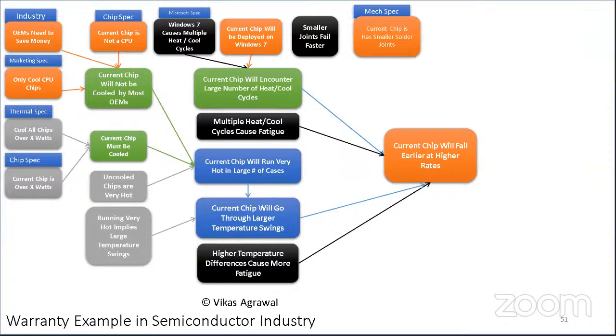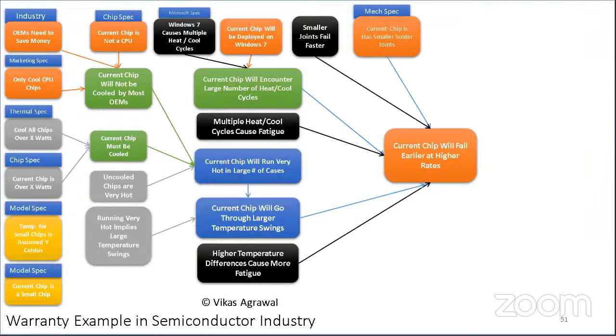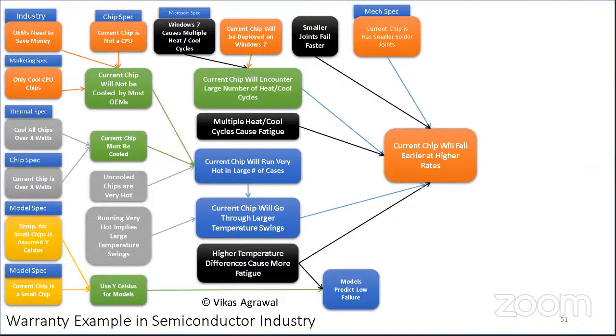And this chip has smaller solder joints, so it'll also fail faster. Now, these come from, by the way, finite element models. And in the lab models, the temperature assumed in the field for the small chips was 50 Celsius. The challenge was the actual temperature would be higher. The models were run using low temperature, so the models predict no failure. So there was this undetected contradiction in the human system, which was caught by our model.